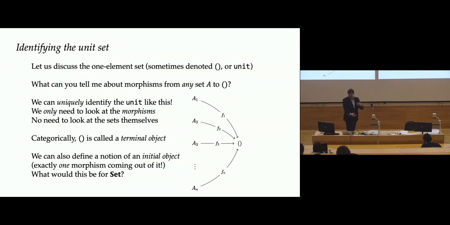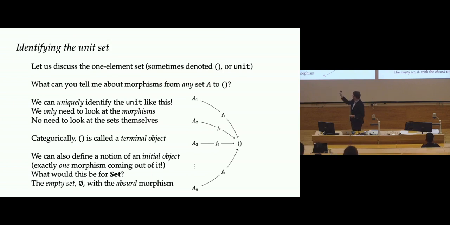And one thing that's interesting is you can also define a converse notion of an initial object, which has exactly one morphism coming out of it. So only one function coming out of it in the case of sets. So what would the initial object be for sets? Any ideas? Yes? Exactly. So the empty set is the only set such that you have exactly one function coming out of it to every other set. That morphism is sometimes called absurd. It's like the function of give me nothing and I will give you something, right? There is exactly one function from empty set to any other set. That's the empty function.